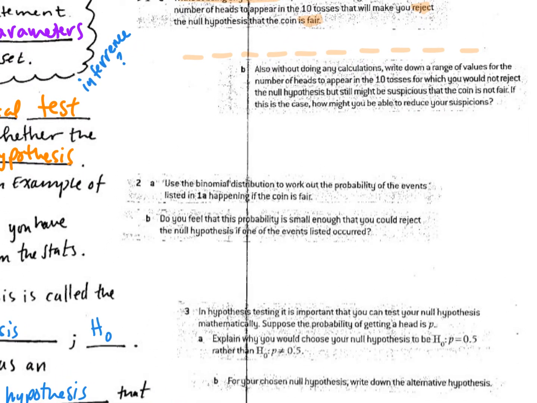And then you're going to use the binomial distribution, that's in your calculator, to work out the probability of events listed in 1A, from above. Then do you feel that the probability is small enough that you could reject? If you think that's actually a pretty good chance, you would accept. You're going to have to come up with that for yourself.